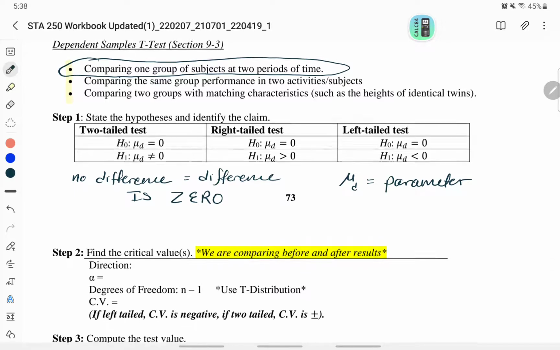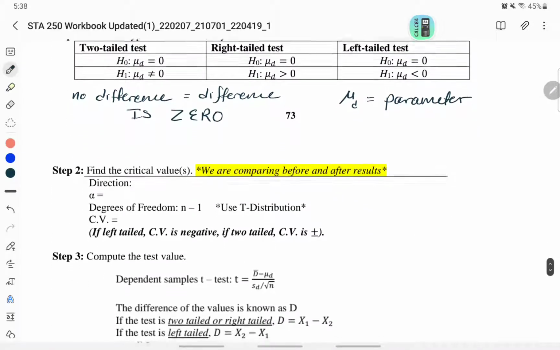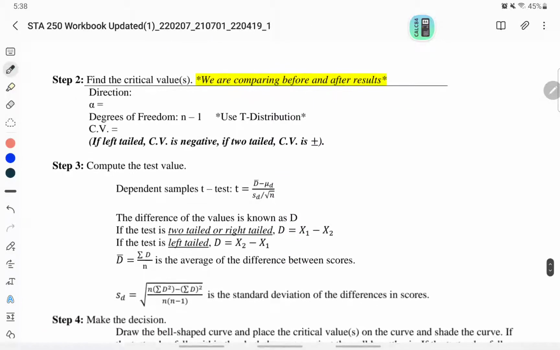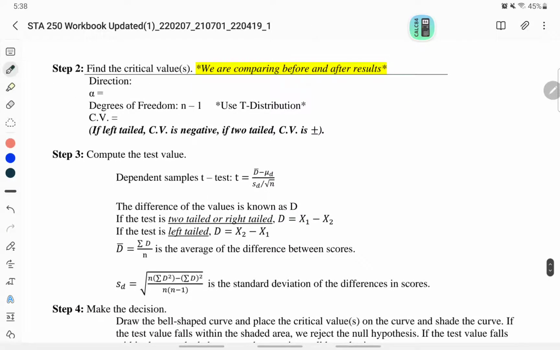All right. After we write our hypotheses, we must find the critical values for our dependent samples t-test. And remember, we know it's a dependent samples t-test because we're comparing a before and an after. Remember, this is still a t-test, so you'll be using the t-distribution to find the critical values. The direction, the level of significance, find your degrees of freedom, and find your critical values. Now remember, if it is a left-tailed, the critical value is negative, and if it's a two-tailed test, the critical value is both positive and negative.